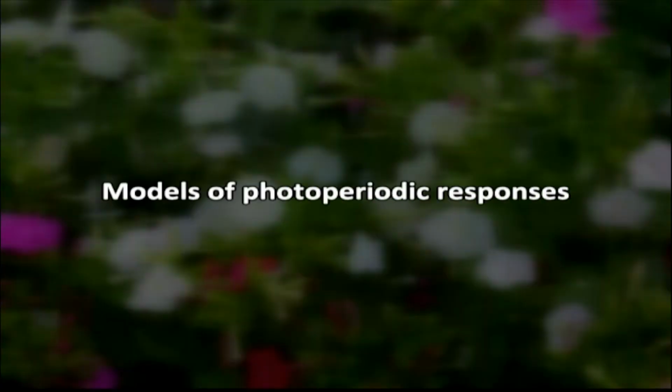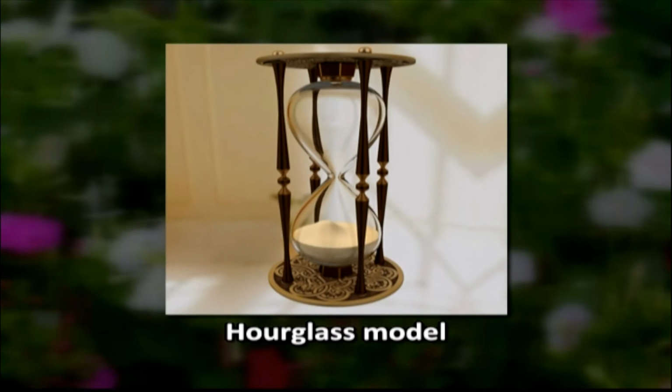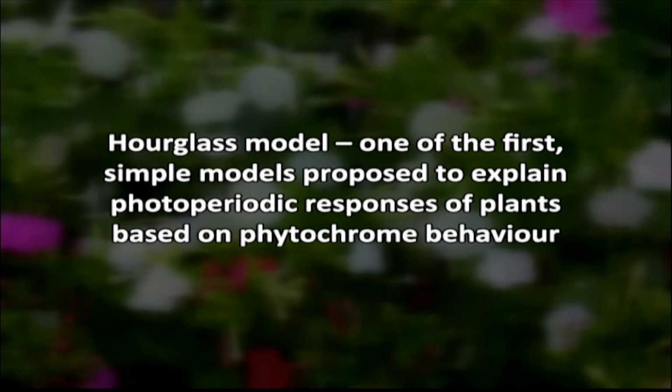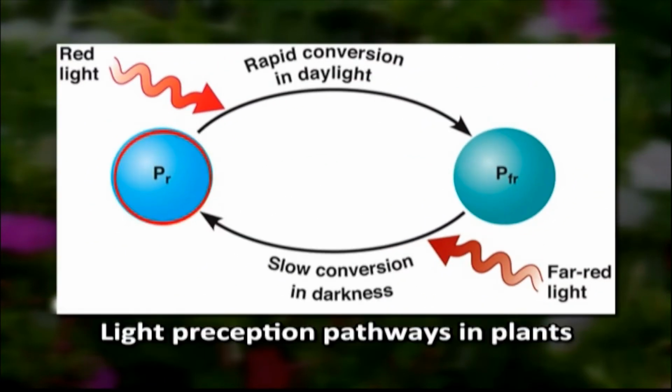So dear students, according to these responses, some models have been developed, what are called the models of photoperiodic response. There are two classical models. One is called the Hourglass model, and this Hourglass model is one of the first and simplest models proposed to explain the photoperiodic response of plants on the basis of behavior of phytochrome, which exists in two forms, PR and PFR. According to this model, gradual accumulation of a substance is required to trigger a physiological response, and the amount of this chemical can increase up to a threshold level only in photoperiodic inductive conditions.